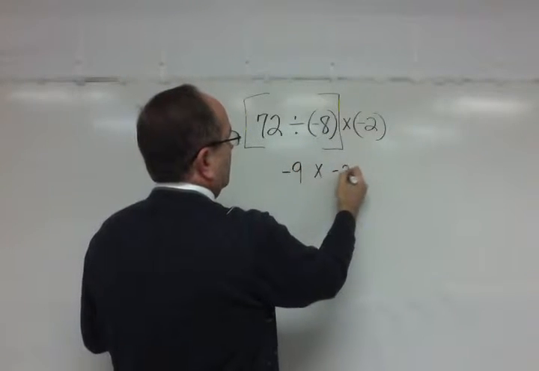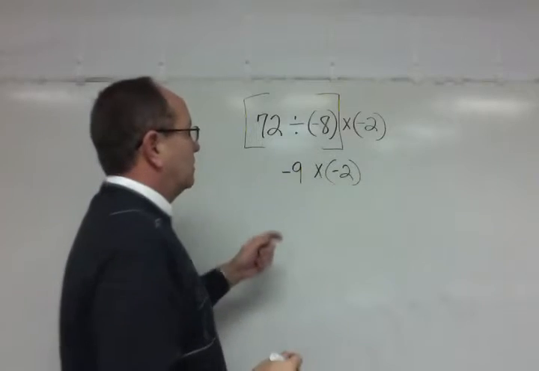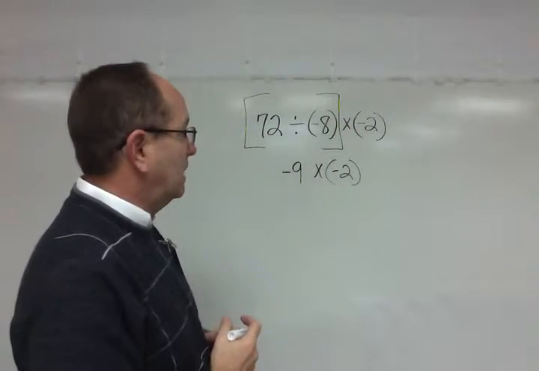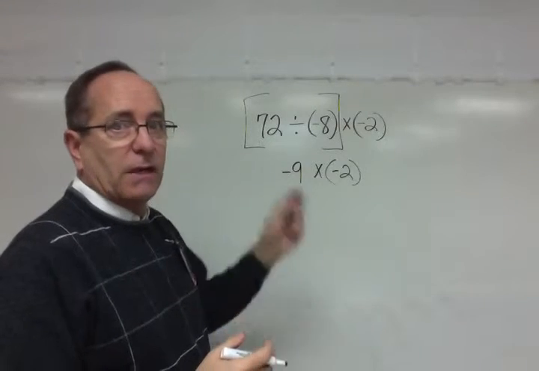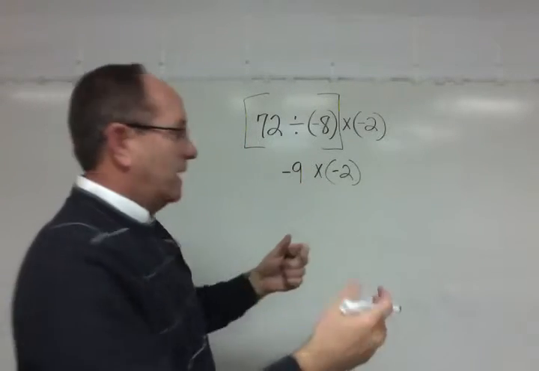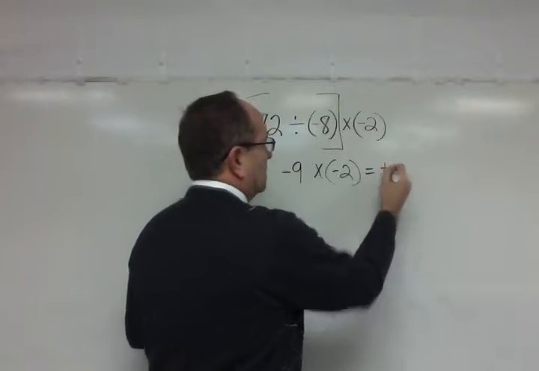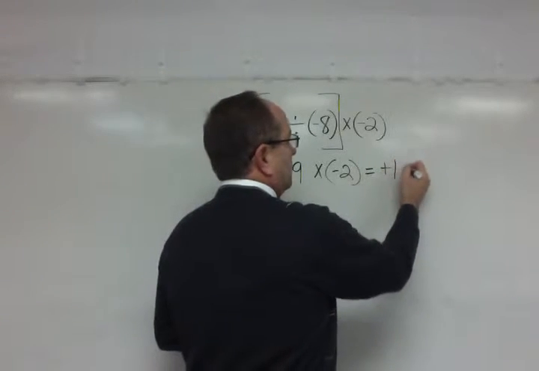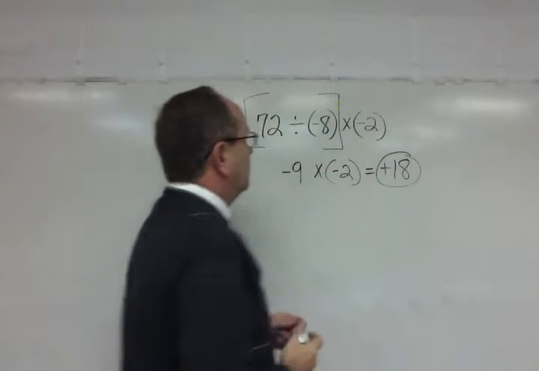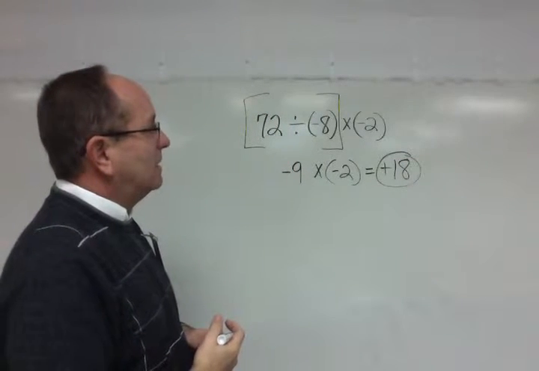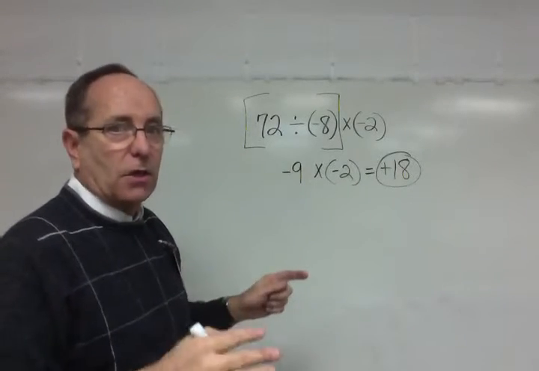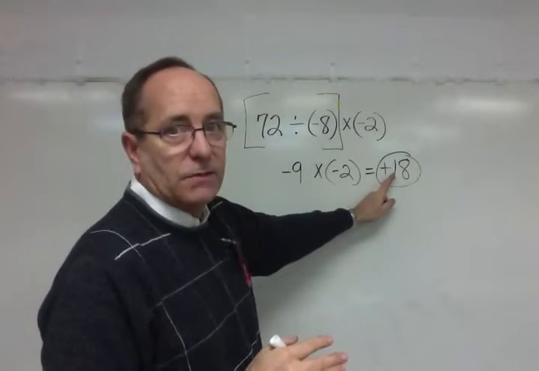And then I say, okay, now I'm going to take this -2 times that answer of -9. So how many negatives do I have? 2. That means I have a positive answer. And so 9 times 2, absolute value, is 18. So in this process, I have a positive answer when it's all taken care of.